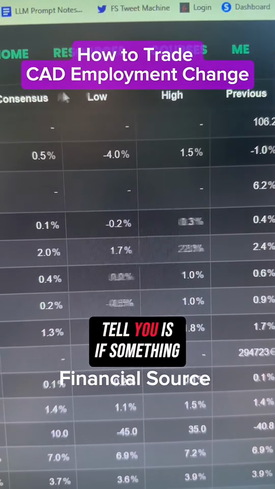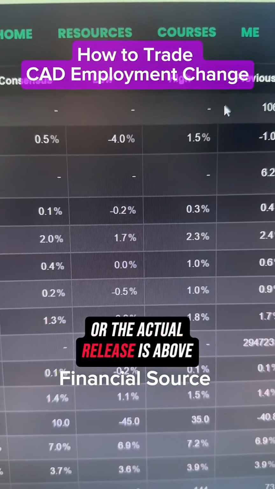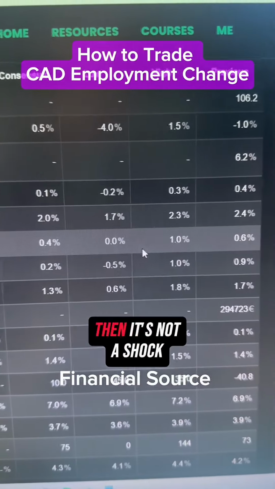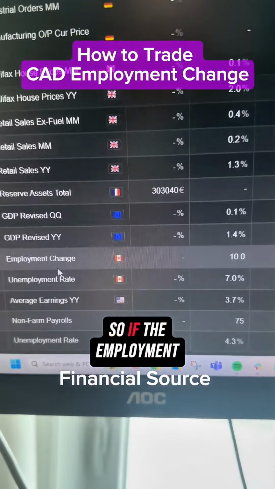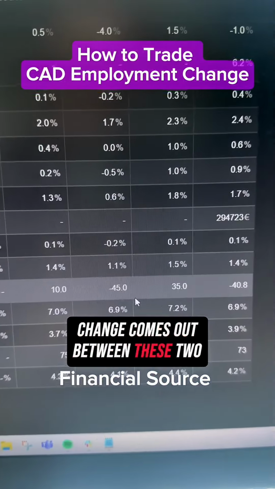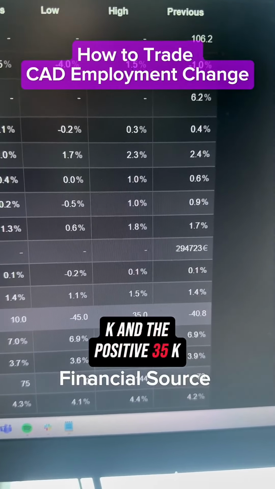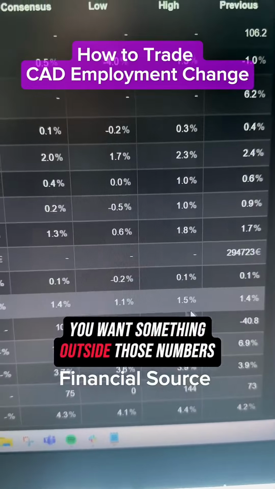And so what this is going to tell you is if something is released below the low or the actual release is above the high, that's going to be a shock. If it's in between this range, then it's not a shock. This is a range of all analysts and bank expectations. So if the employment change comes out between these two numbers, right, between the minus 45K and the positive 35K, then it's not going to be a shock. You want something outside those numbers.